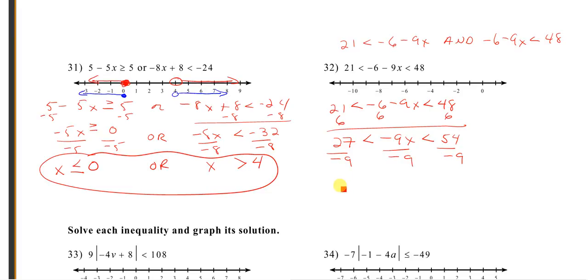27 divided by negative 9 is a negative 3. Now this inequality sign flipped. This is going to be x. And over here, this would have flipped. 54 divided by 9 is a negative 6. So rewriting this to look a little different, we have negative 6 is less than x, and x is less than negative 3. So that's how we could write that.